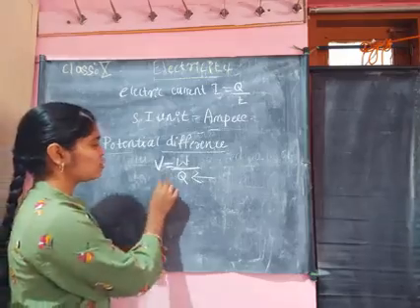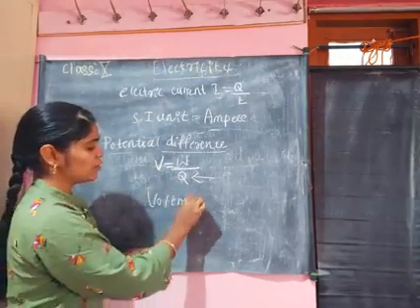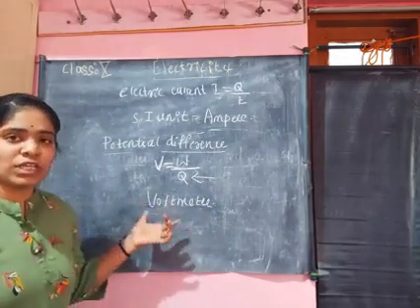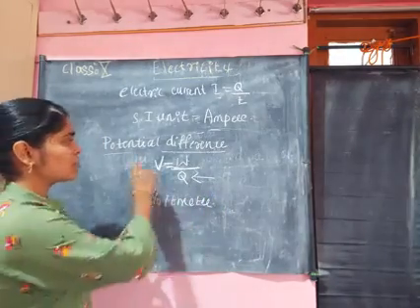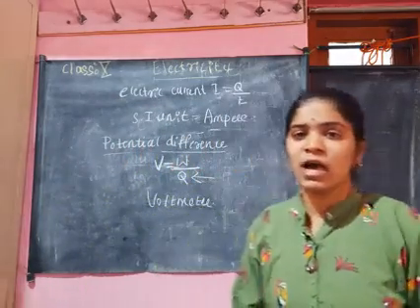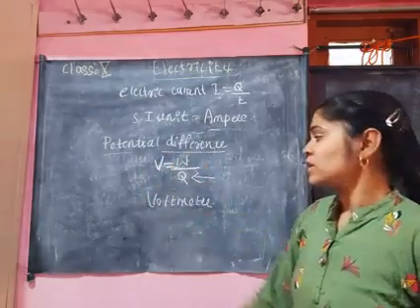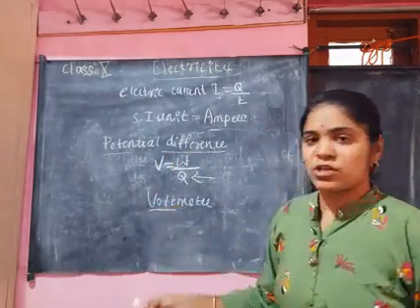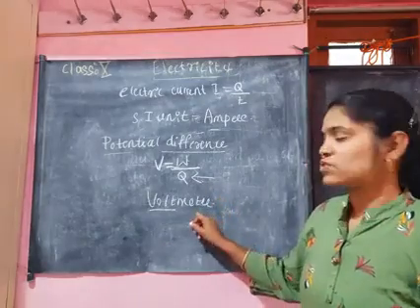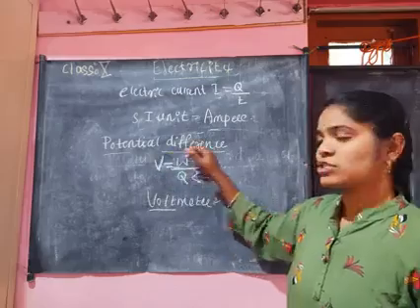So the SI unit of potential difference is the volt. Volt is the SI unit for potential difference, named after the scientist Alessandro Volta, who invented this. That's why it is called volts. So the device which measures the potential difference, we call it a voltmeter. So it is the same as the potential difference.